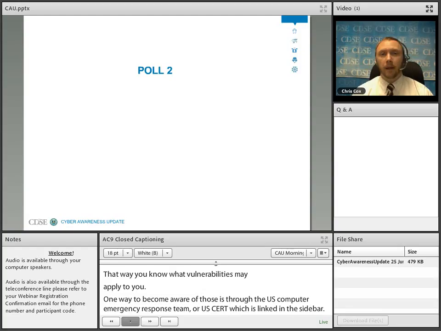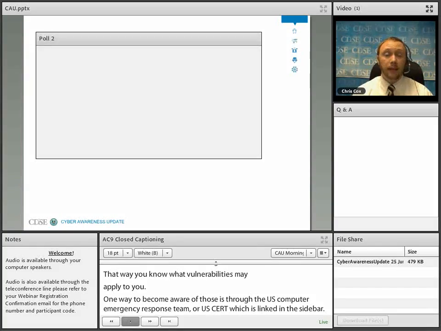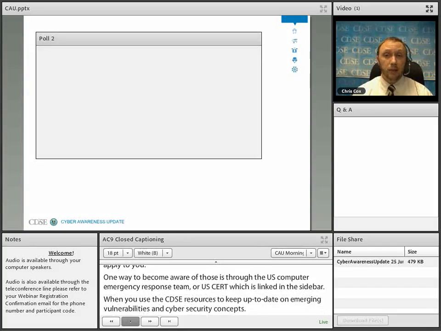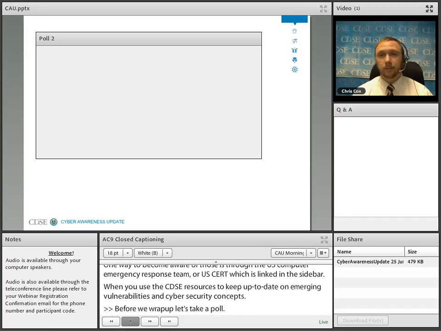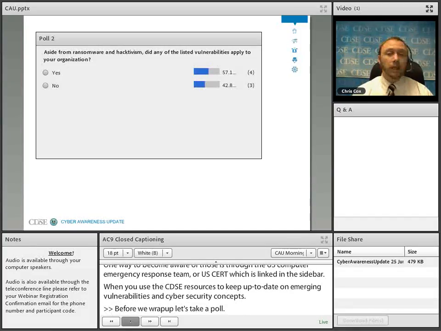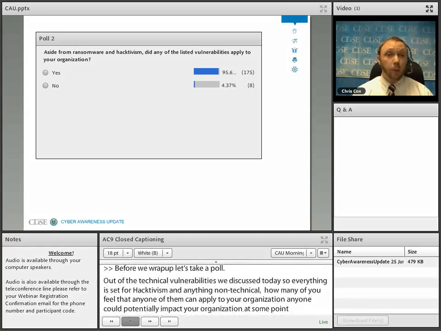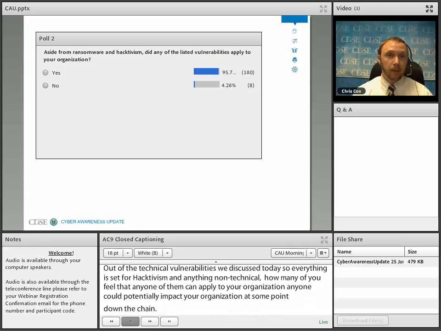Before we wrap up, let's take one more poll. Out of the technical vulnerabilities that we discussed today, so everything except for the hacktivists and anything non-technical, how many of you feel that any one of them can apply to your organization? Any one of them could potentially impact your organization at some point down the chain? Okay, and coming in, a significant amount are finding that at least one of them can have some sort of impact on their network, whether at home or at work or whatever else the case may be. So we can see that they're pretty common vulnerabilities.